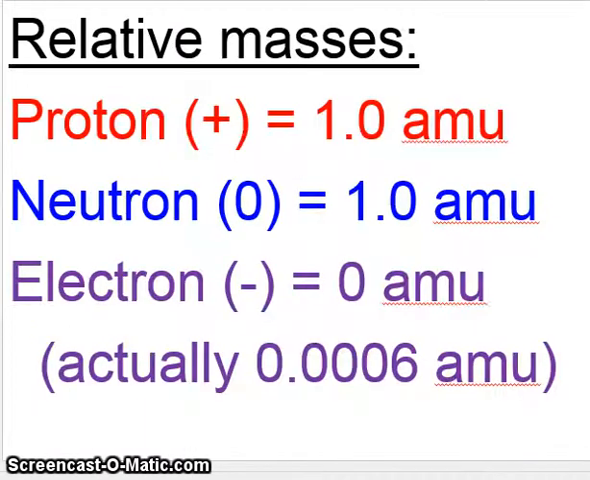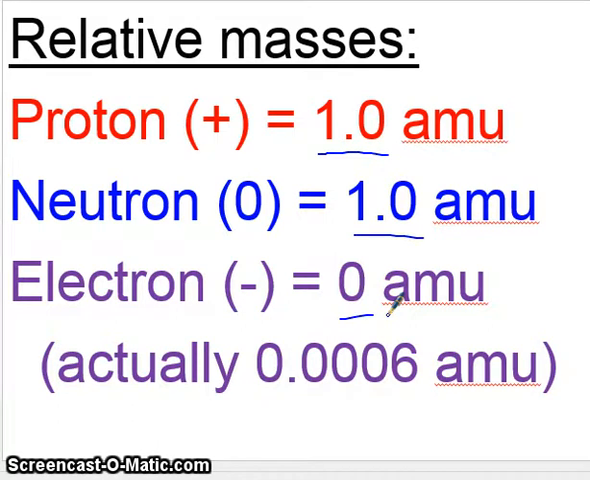Here are the relative masses of the different subatomic particles. Now when I say relative mass, I mean mass in relation to one another. Remember, they do have absolute masses, really, really tiny masses, but if you were to compare them to one another, the proton and the neutron have a mass of about 1. In other words, they're about the same. The electron, on the other hand, has a mass of 0 relative to the proton and the neutron.